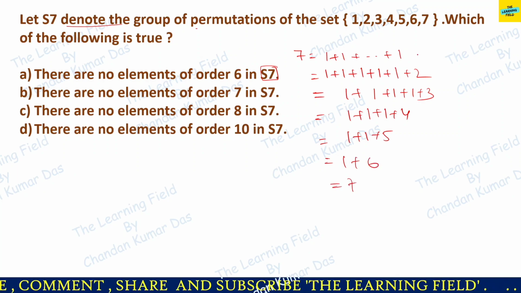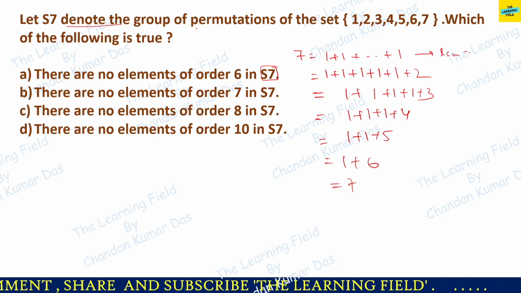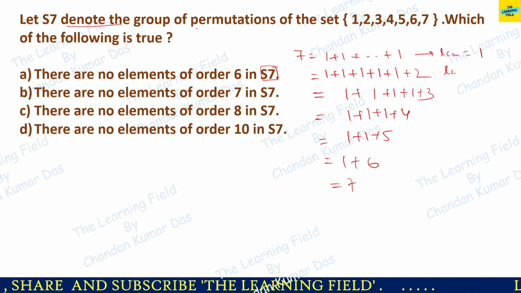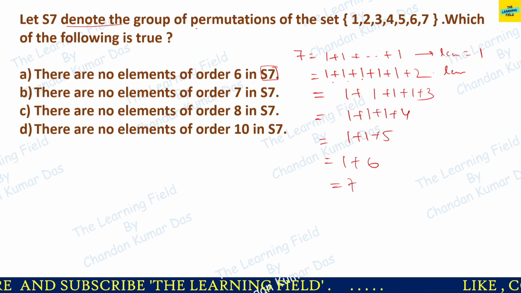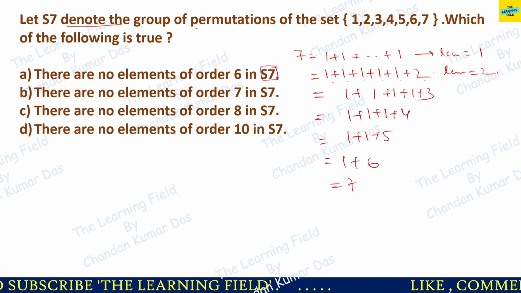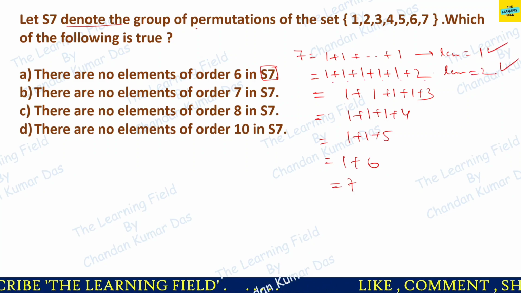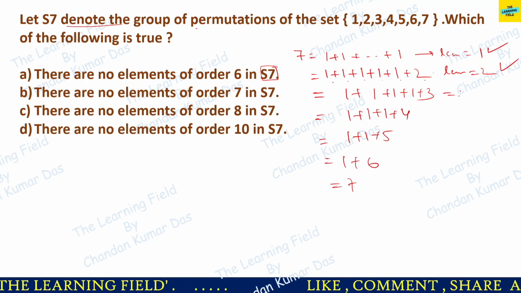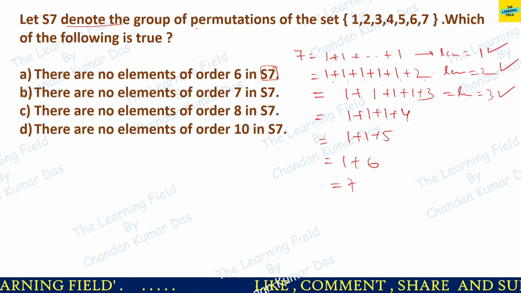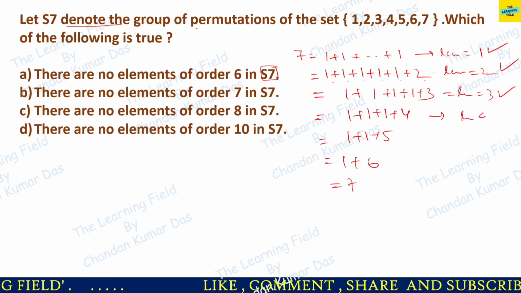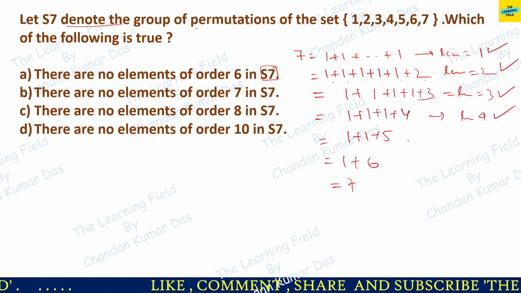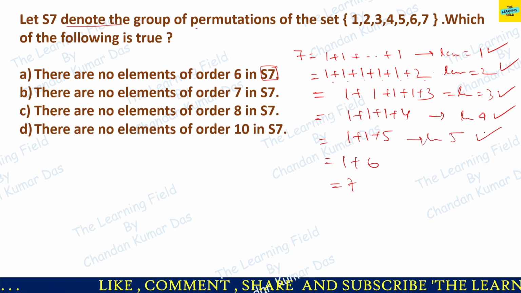Now the LCM of this gives LCM equal to 1. The LCM of 1, 1, 1, 1, 1, 2 is equal to 2. So we get an element of order 1 and an element of order 2. Here the LCM is 3, so we get an element of order 3. Here we get LCM 4, so we get an element of order 4. Here we get LCM equal to 5, so we get an element of order 5.